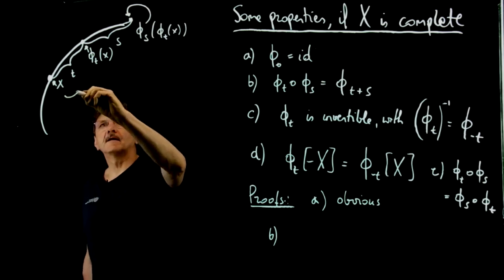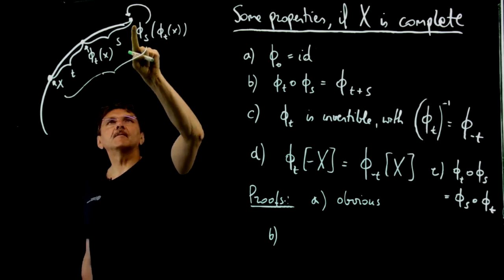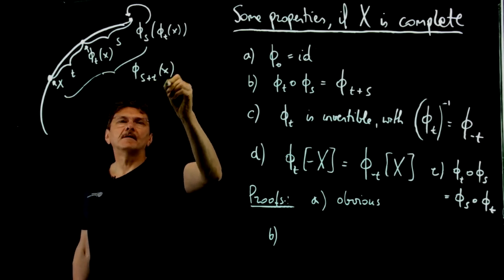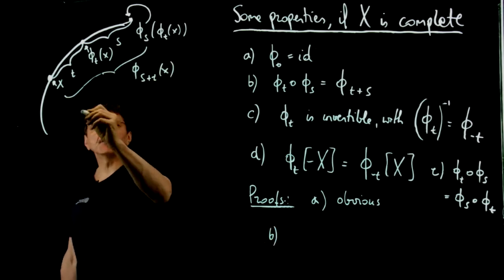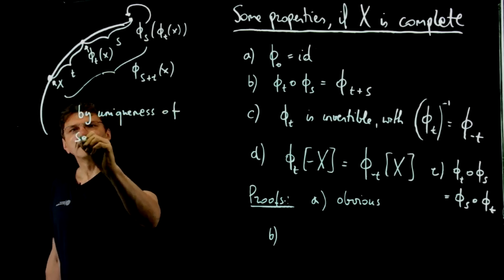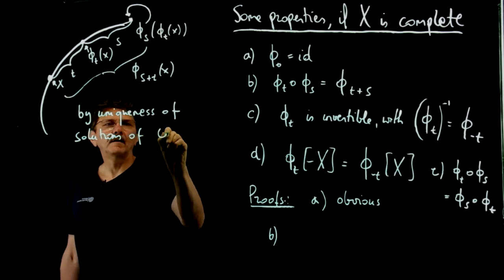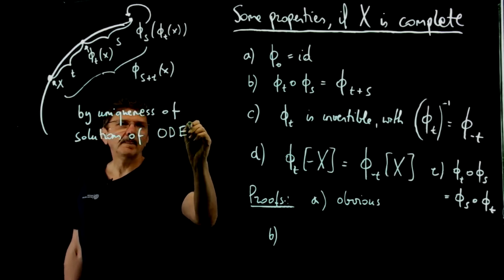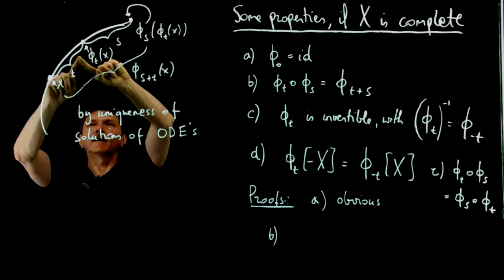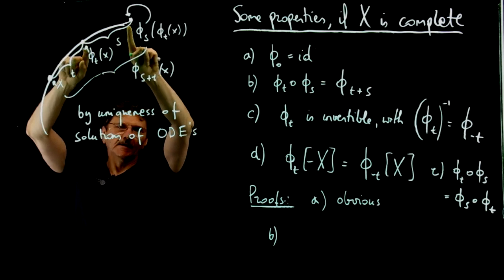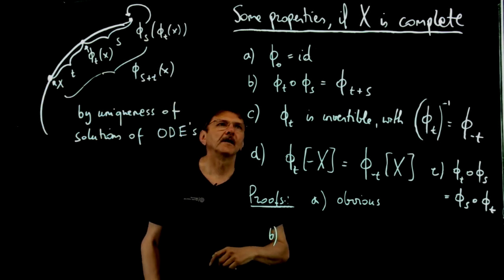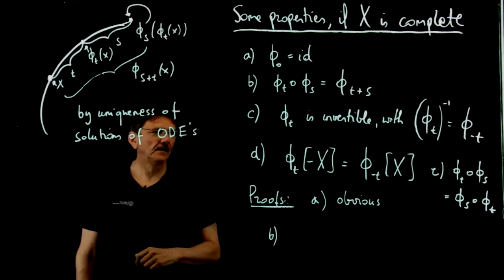And the claim is that this is the same as phi of s plus t or t plus s, so s plus t of x. And the proof is just by uniqueness of solutions of ordinary differential equations. I have a solution which goes by time t from here to there, and a solution which goes from time s from here to there. By uniqueness, this is the same as the solution which goes from time s plus t from here to there. So this is the proof of B.